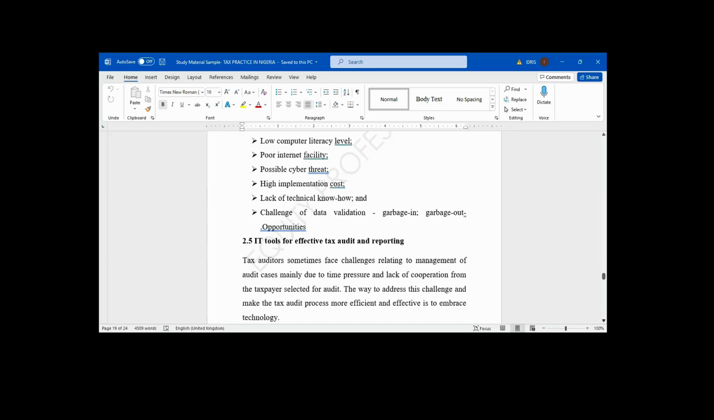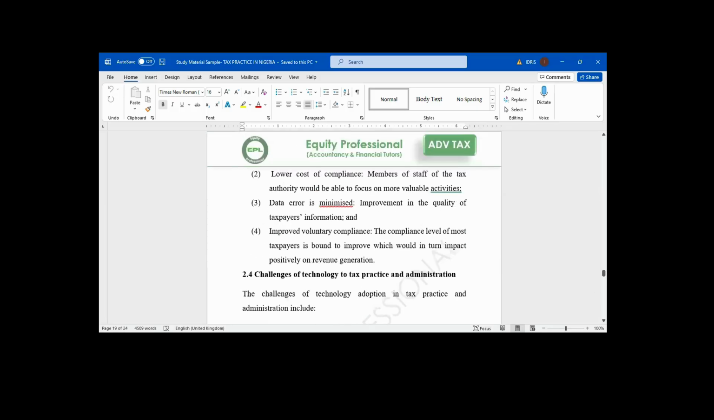Challenges of data validation. So these are all the challenges we may face. Challenges of technology to tax practice and administration.